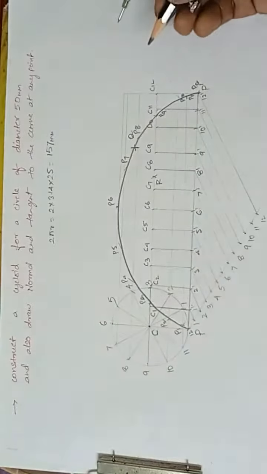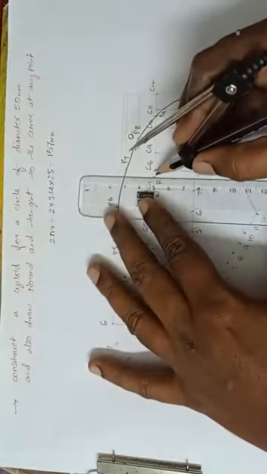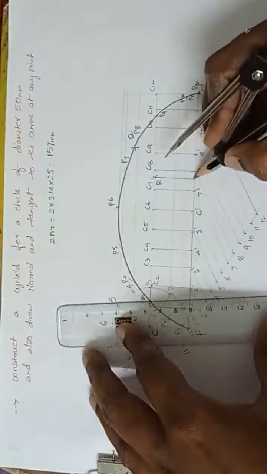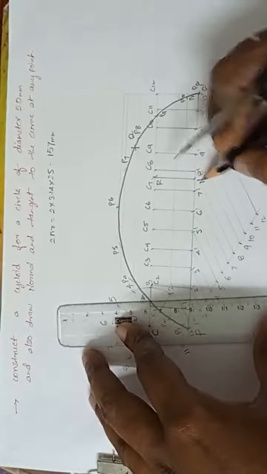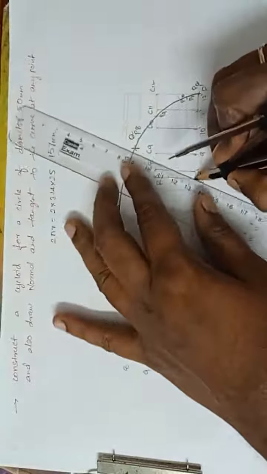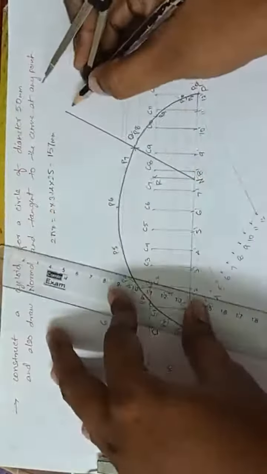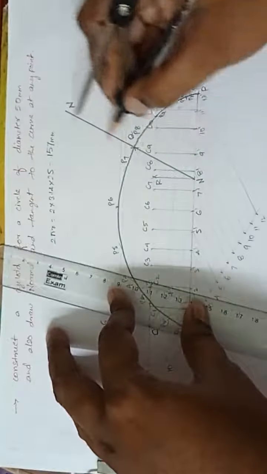After that, what to do? From R, drop the perpendicular line, very, very light, and name this point N. Now join N and Q directly with a straight line. This is said to be the normal. This line should be dark because this is our answer.